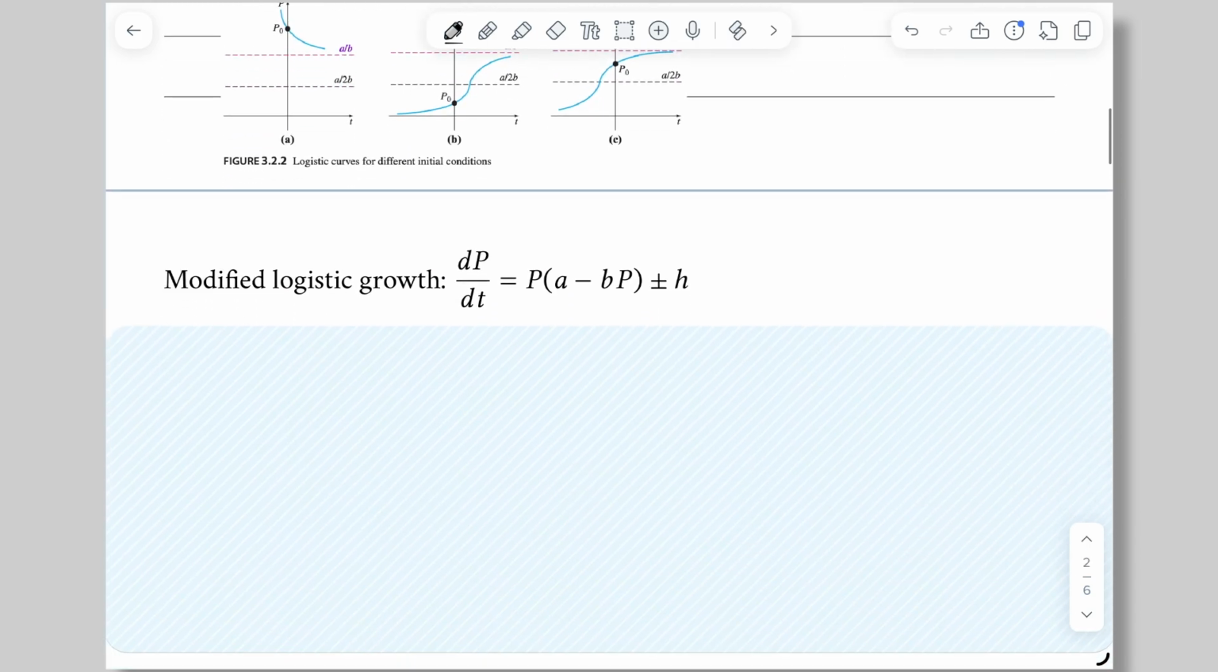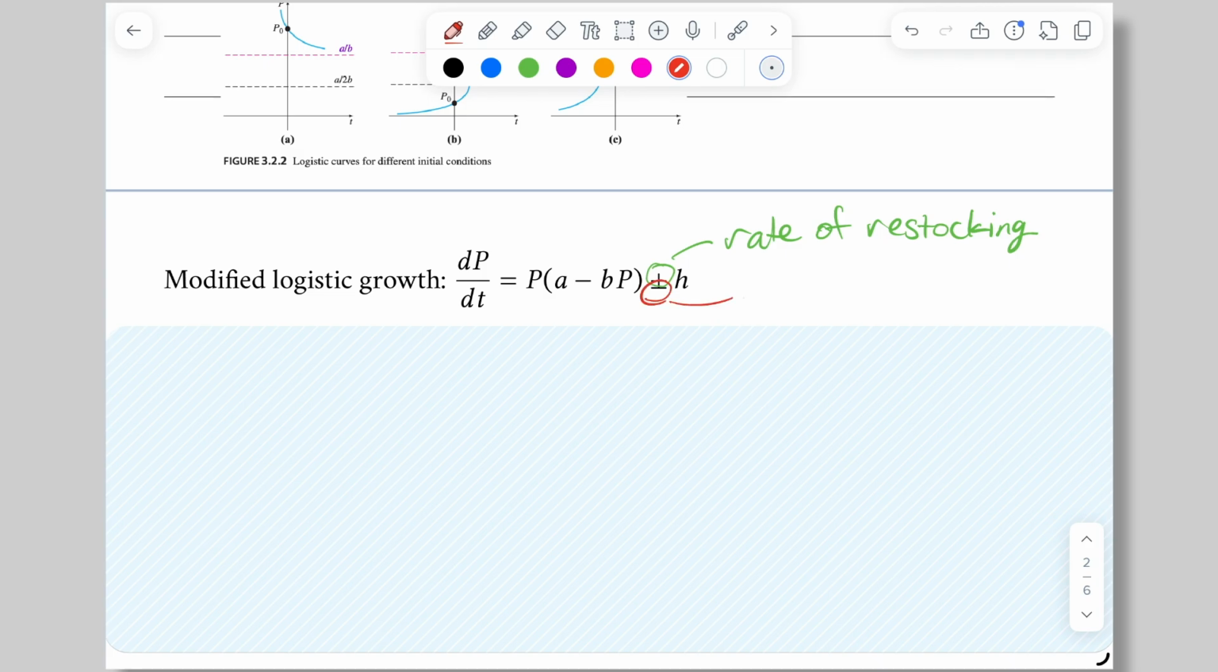In some cases, members of a population are either harvested or stocked. If you think about fisheries or stocking lakes, that might make sense. And we have a modified logistic growth model in that situation: dP/dt is equal to P times the quantity A minus B times P, plus or minus H, where a positive H would be a rate of restocking, and the minus would be a rate of harvesting.